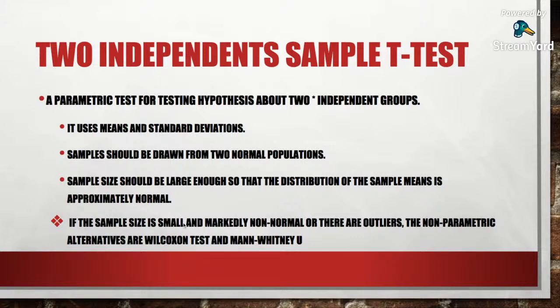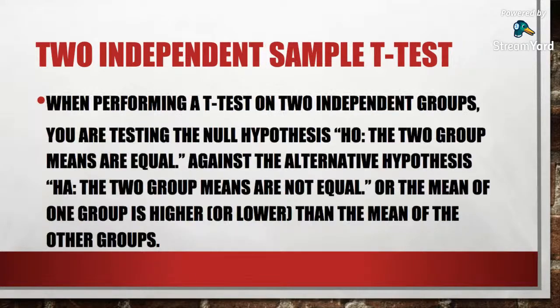Okay. Now, if the sample size is small and markedly non-normal, or there are outliers, the non-parametric alternatives are Wilcoxon tests and Mann-Whitney U test. So these are the tests now that you are going to use if any of the assumptions or the requirements here are not met. So gagamit tayo ng alternative na non-parametric test, which are Wilcoxon tests and Mann-Whitney U tests. Okay? Sige, pag-aralan natin yung mga yan. Huwag kayong mag-alala. Okay? All right.